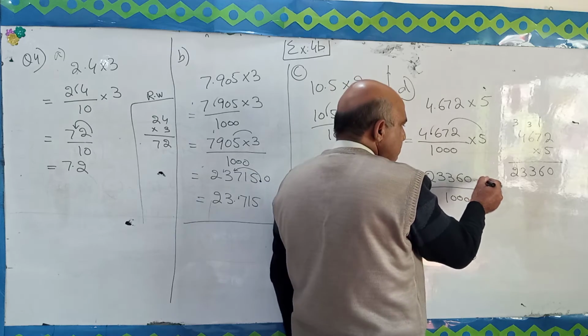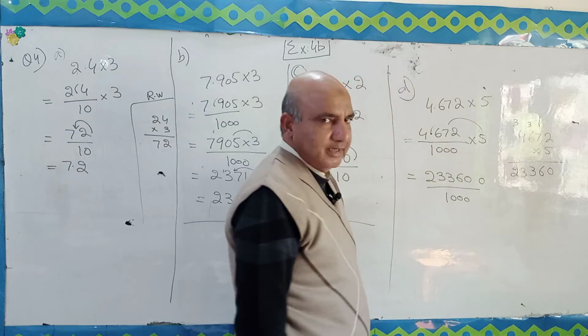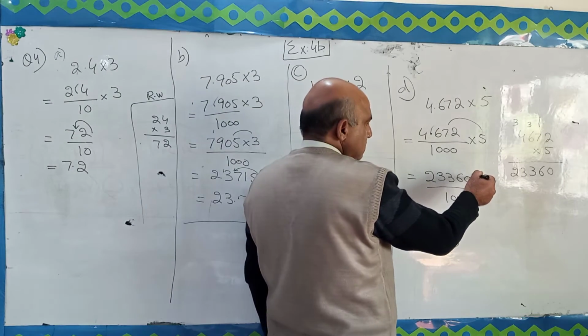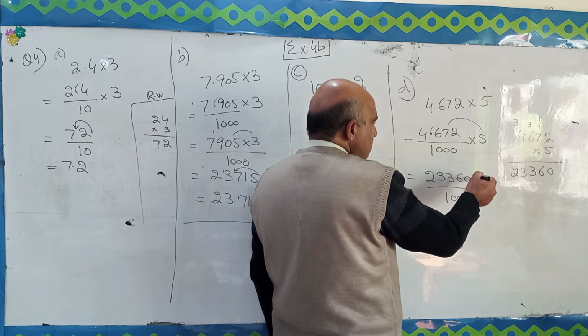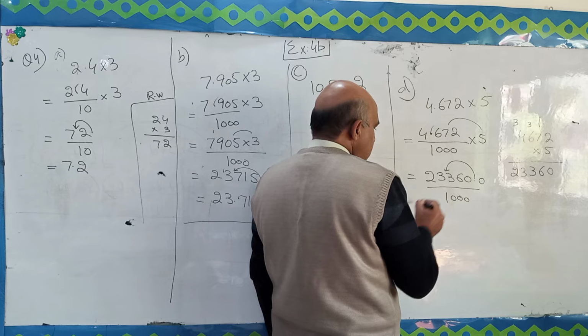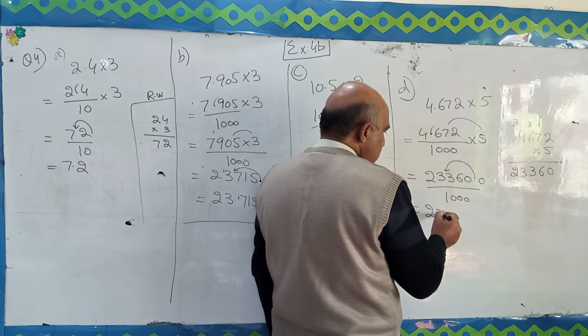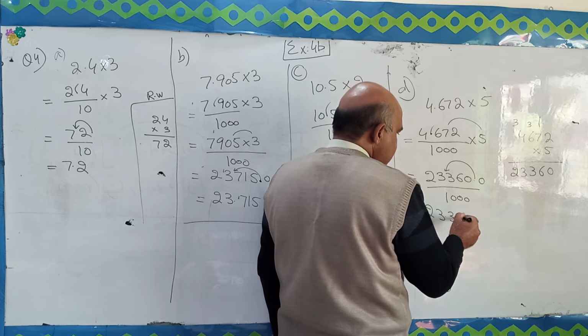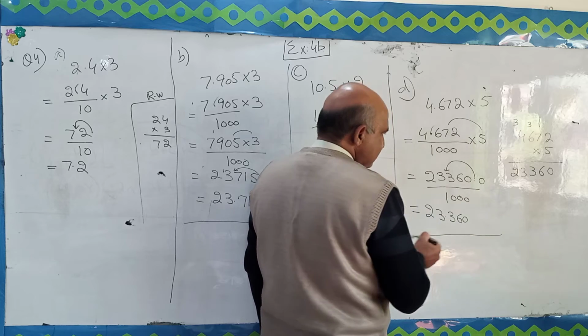So as I have told you, the decimal is always at the end. So the decimal will move from right to left 3 digits. So it will come here. So we write it as 23.360. This is the answer.